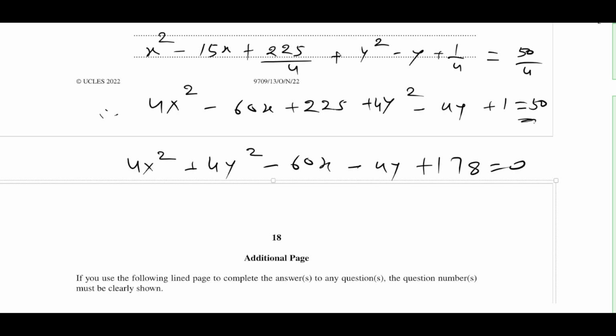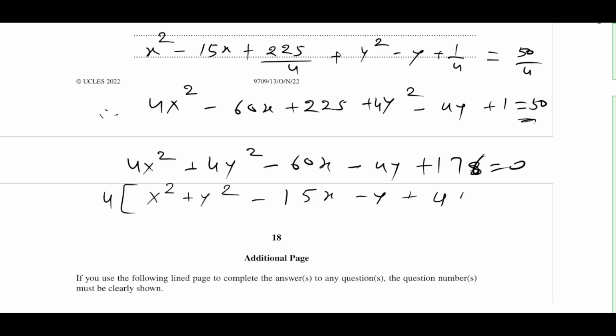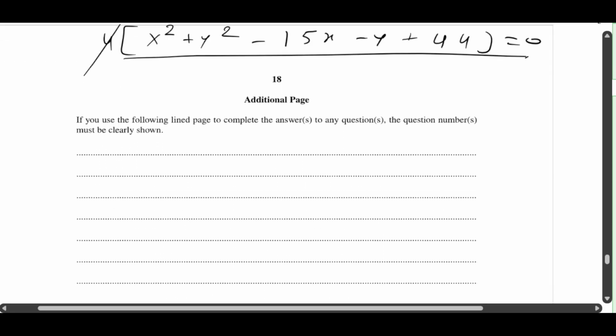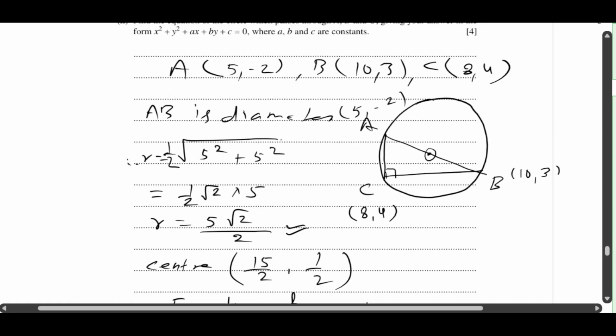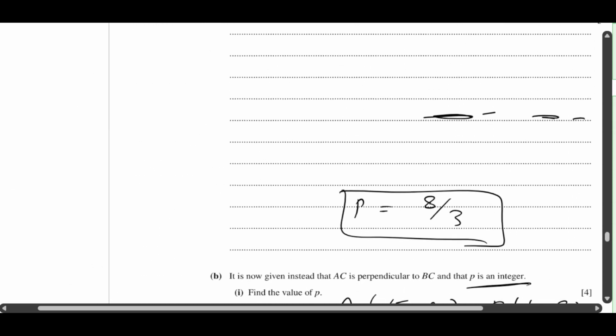225 plus 1 minus 50 is 176. Now we can take 4 common. So it is x square plus y square minus 15x minus y plus 44 is equal to 0, since 176 divided by 4 is 44. Okay, so this is your answer.